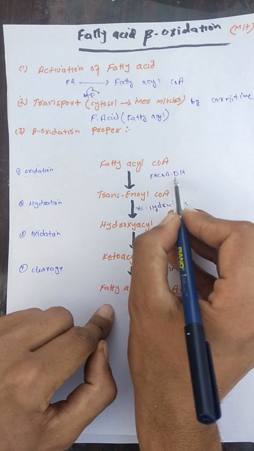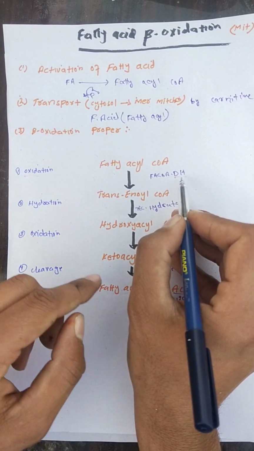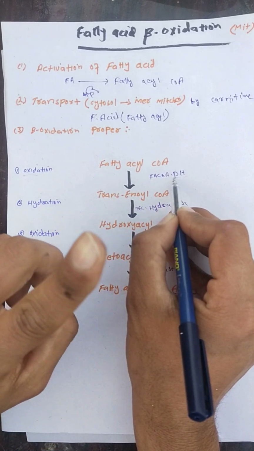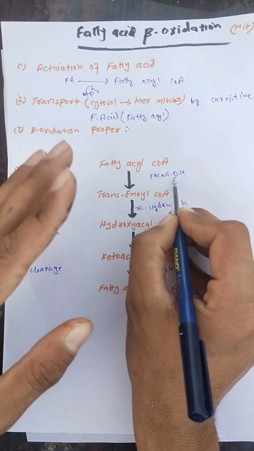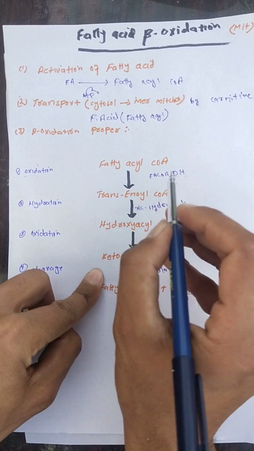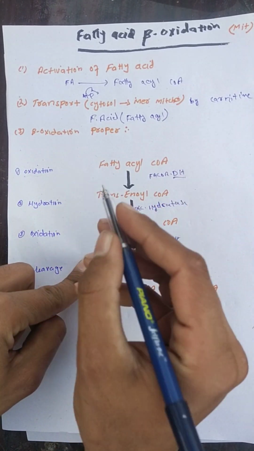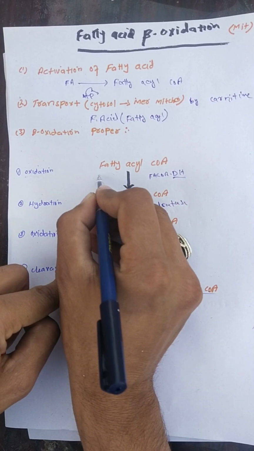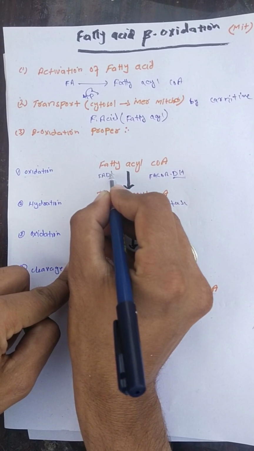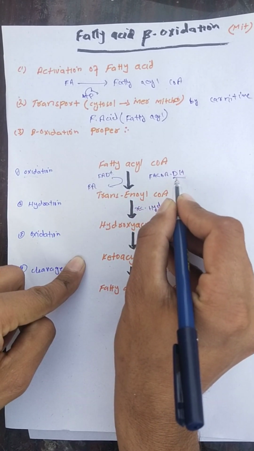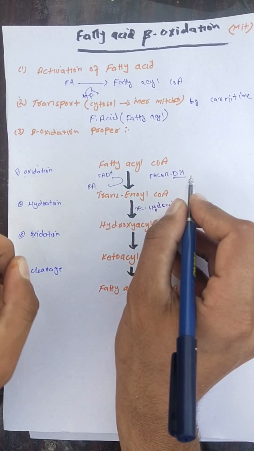So I told you many times, whenever we have a dehydrogenase enzyme, there should be the formation of FADH or NADH. In many previous lectures I told you this. When we have a dehydrogenase, there should be hydrogen removal, then there should be an acceptor for it, and here the acceptor is FAD positive, so it gives rise to FADH. So whenever a dehydrogenase enzyme acts, FADH or NADH is formed.